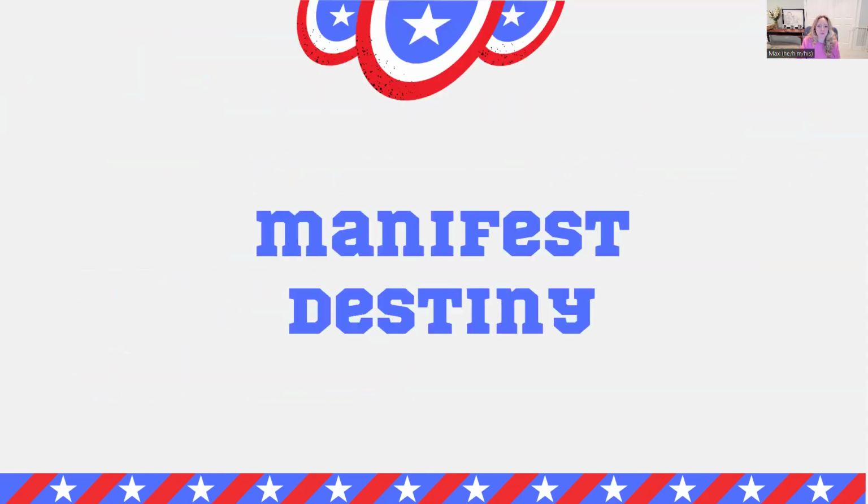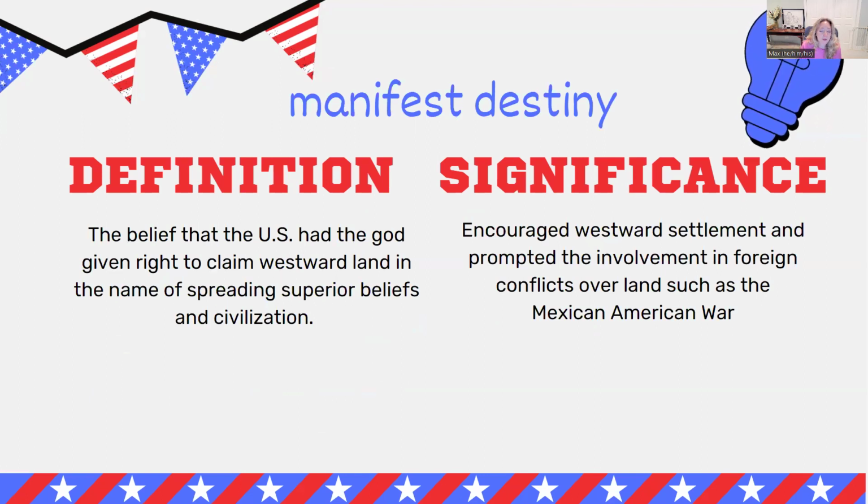Yes. All right. Manifest Destiny. This is the belief that the U.S. had the God-given right to claim westward land in the name of spreading superior beliefs and civilization. So this is about expanding our westward borders, controlling all that westward land. It shows that idea of American exceptionalism, that we have the best and superior civilization, and so we should be spreading that. But yeah, this is the motivation for all of the things that we do out west.